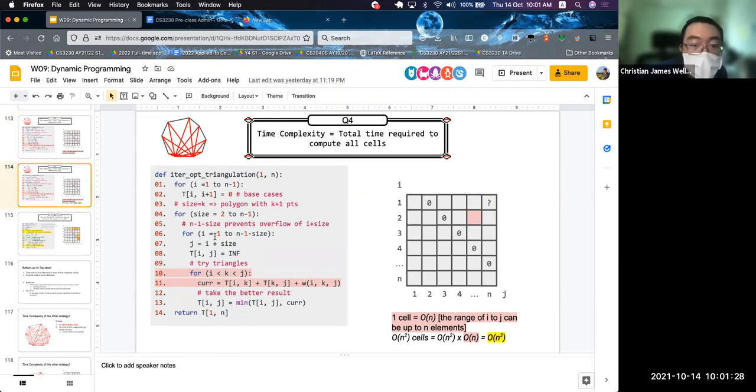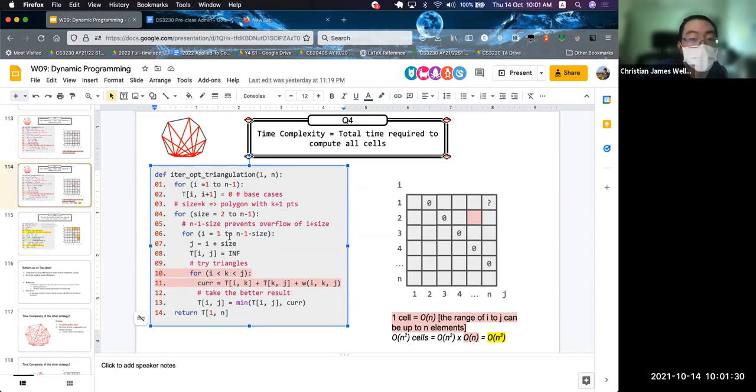I should range to n-1 minus size. Okay, no problem. Okay, so let's see. Somebody told me the typo is here, n-1 minus size. Let me think, yeah. n minus size. Yeah, maybe that's the case there. Let's see.